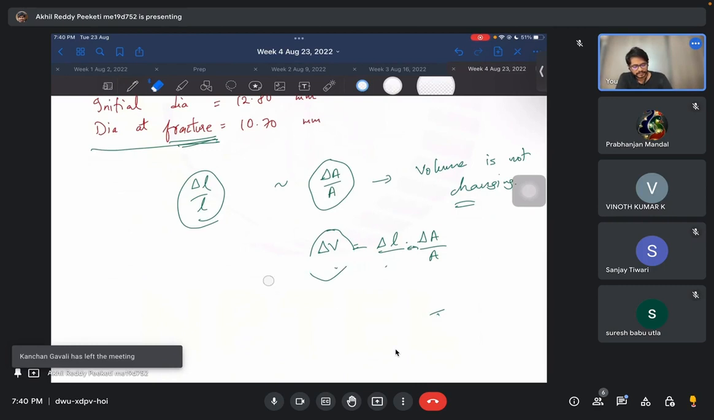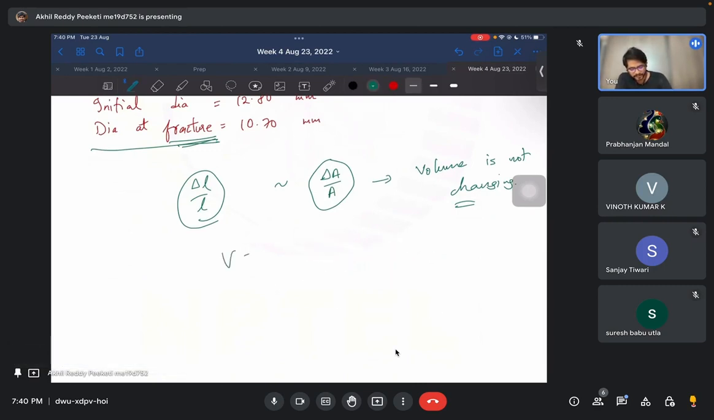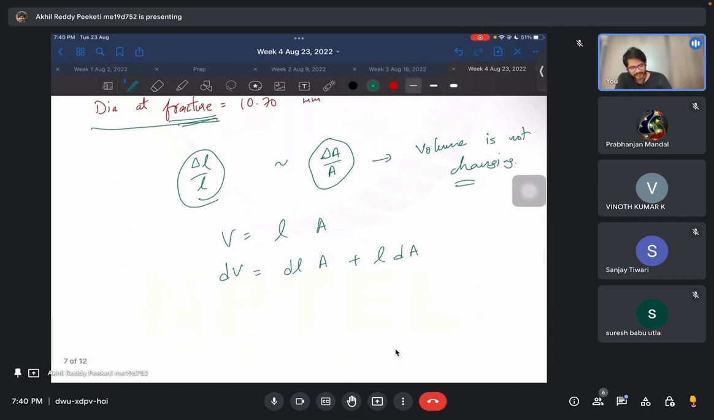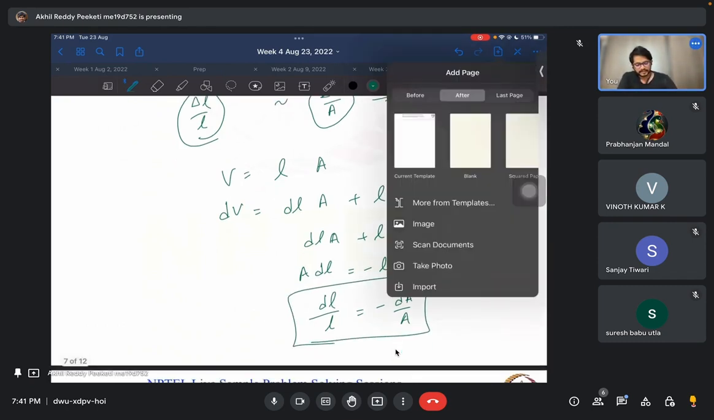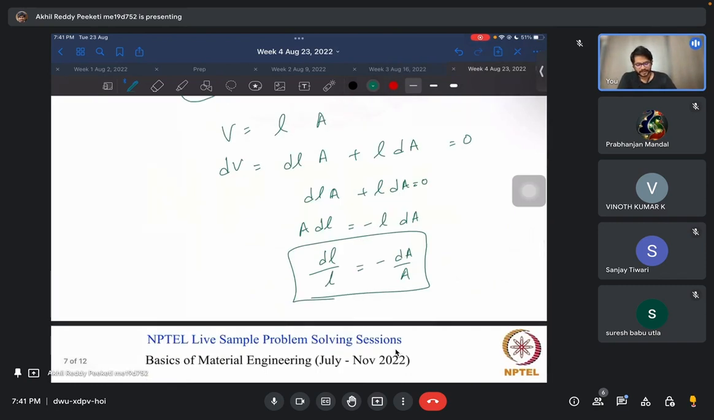So basically V is equal to length into area. So if you write dV, you can write this as dL into area plus L into dA. So if the change in volume is 0, then dL into A plus L dA equals 0. That means dL A is equal to minus L dA. So dL by L is equal to minus dA by A. So in this case, yes, if you know dL by L, which you can get from strain, you can get dA by A. But this is only true till necking.